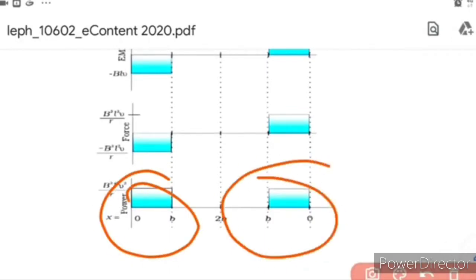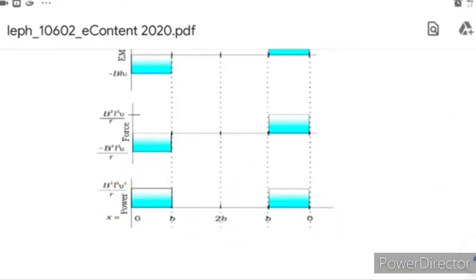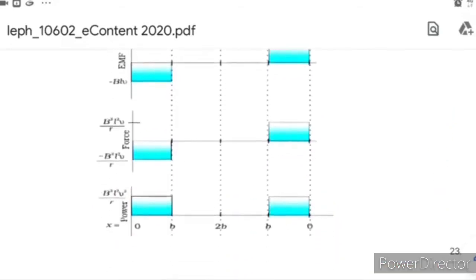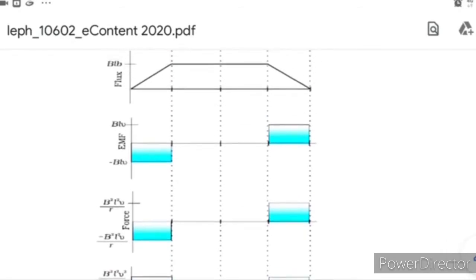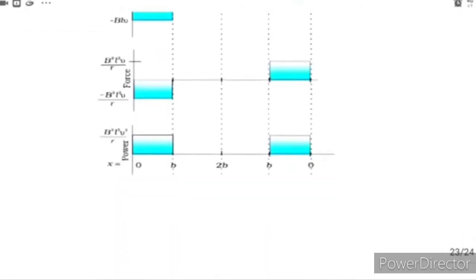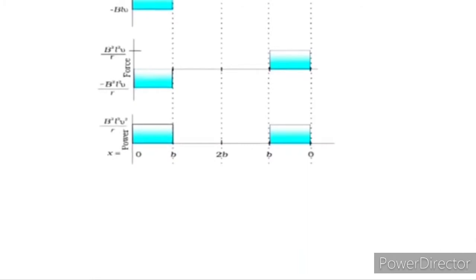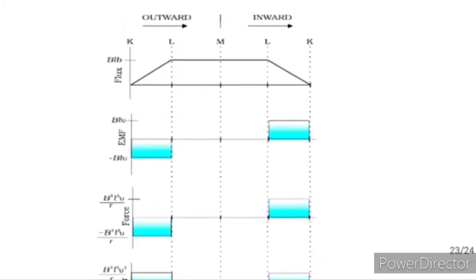Since we are taking I square, for both motions we will get the power in the same quadrant. There is no change in quadrant because the sign remains the same. In the other graphs you can see the change in direction or the change in quadrant we have shown, as per the direction of induced EMF. Here, since we have the I square term, it remains the same. So this is a point to be noted.